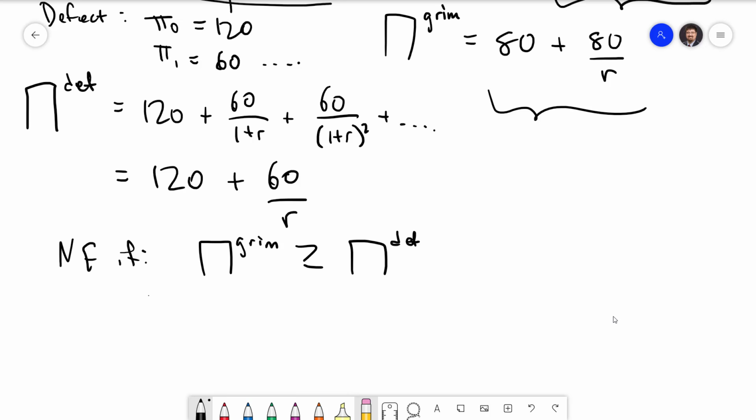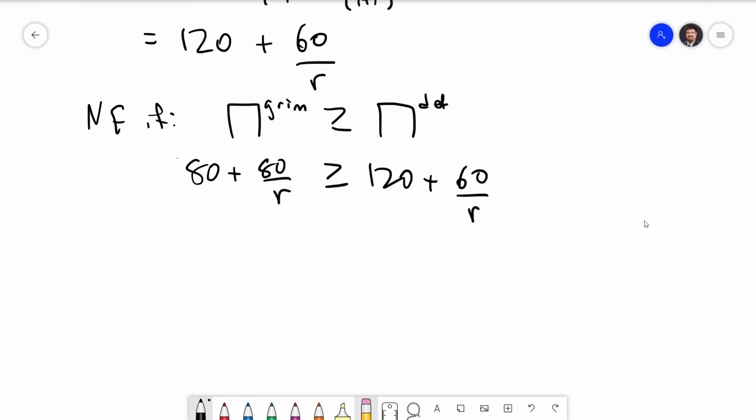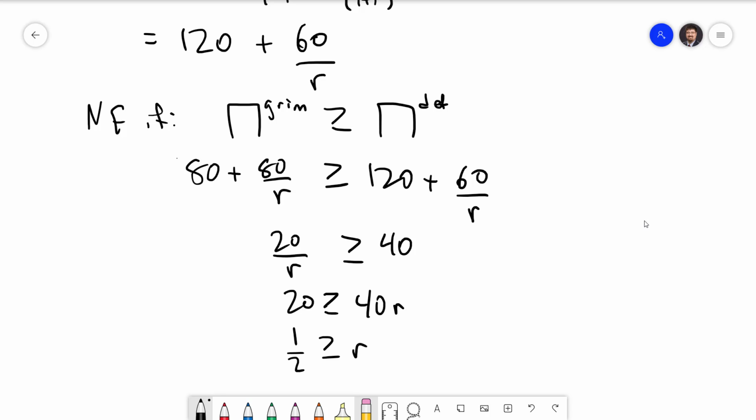The Grim Trigger present value is 80 plus 80 over r, which needs to be greater than or equal to 120 plus 60 over r. Now we do some algebra here. I'm going to subtract 80 from both sides, and that's going to give me 40. And then on the left-hand side, 80 over r minus 60 over r is 20 over r. If I multiply both sides by r, I get 20 greater than or equal to 40r. 20 divided by 40 is 1/2. Just for convenience, I'm going to flip this whole thing around and write this as r less than or equal to 1/2.